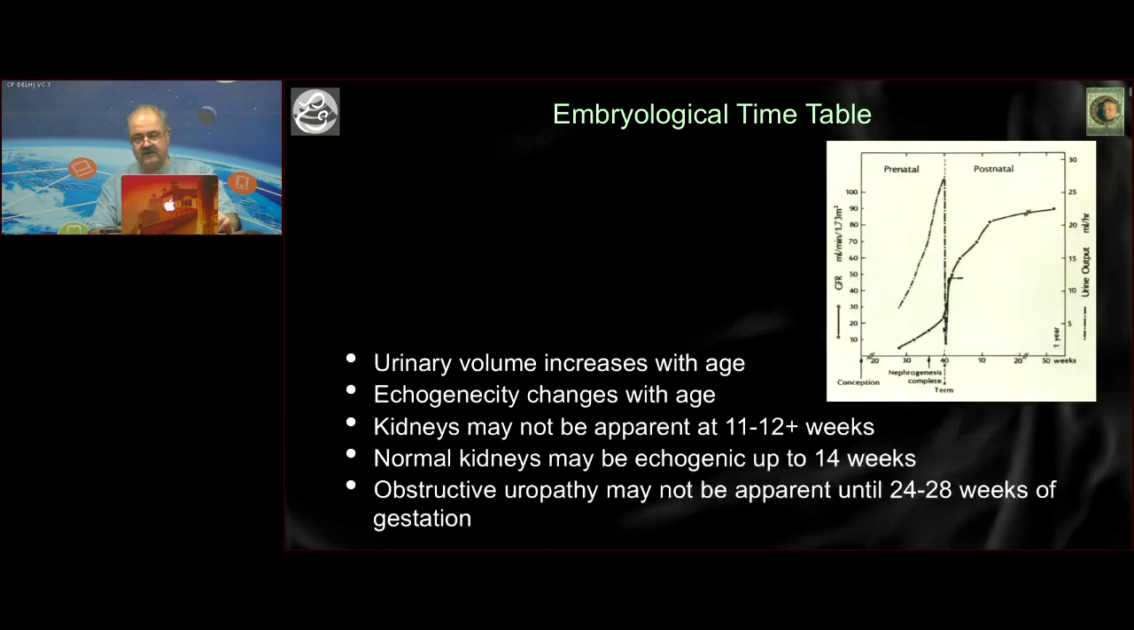Do remember that there is an extremely important embryological timetable for the kidney. And one is that urinary volume actually increases with fetal age, and the echogenicity also changes with age. We have echogenic kidneys at the 11 to 14 weeks window. We have kidneys that look like kidneys by 24 weeks. And in between, you might just have a homogeneous echogenicity, which is relatively more than that of the surrounding or the adjacent liver.